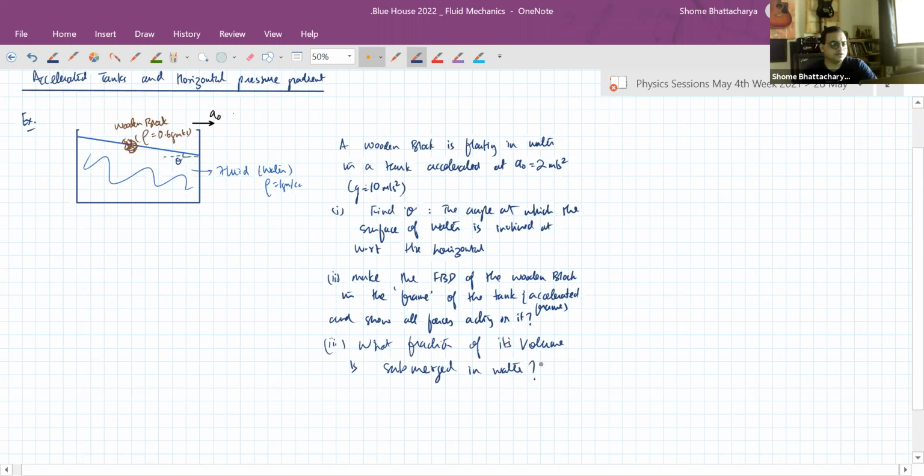Use the values of density which are given in the diagram. Density of water is 1 gram per cc. Density of the wood is 0.6 gram per cc. The first part is of course formula based. So complete that and now do the second part. In the second part, I'll explain in a moment, but what you have to understand is that a horizontal pressure gradient is there. That means there is also a horizontal component of buoyancy.